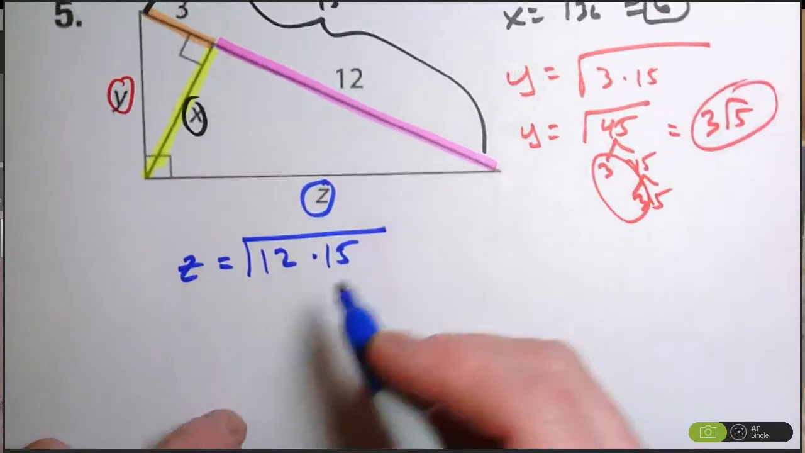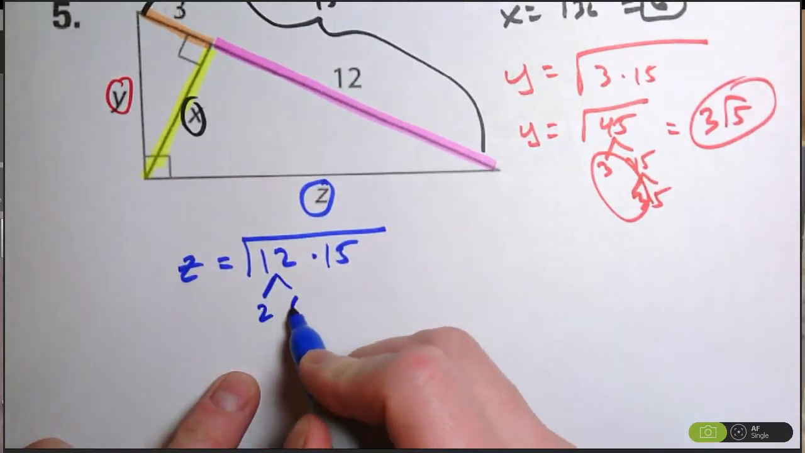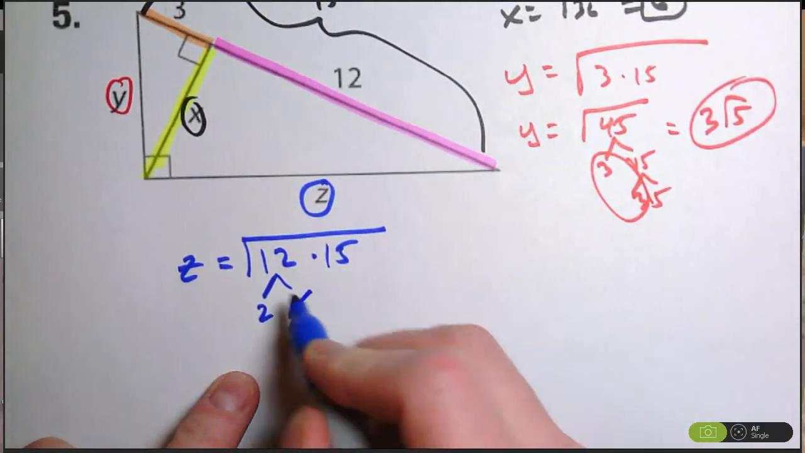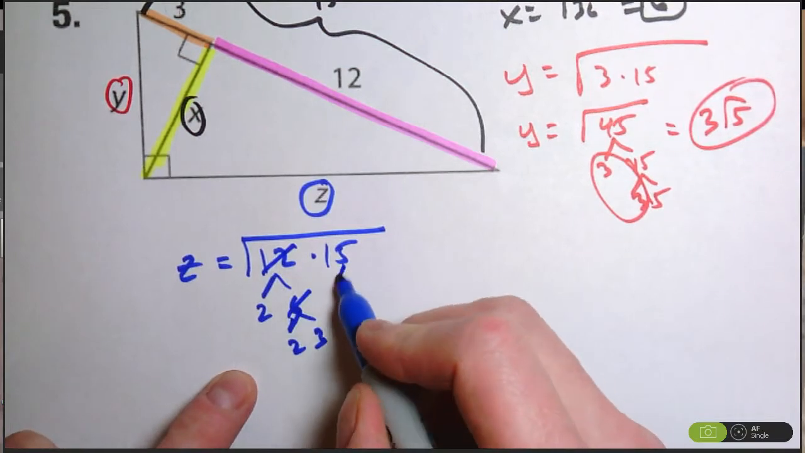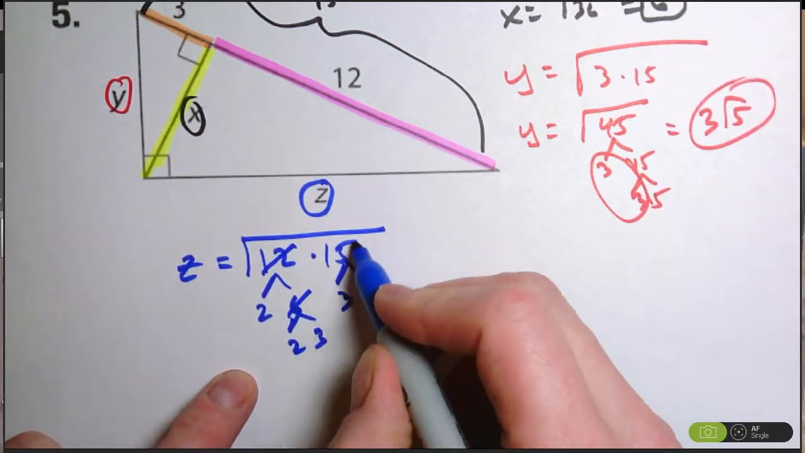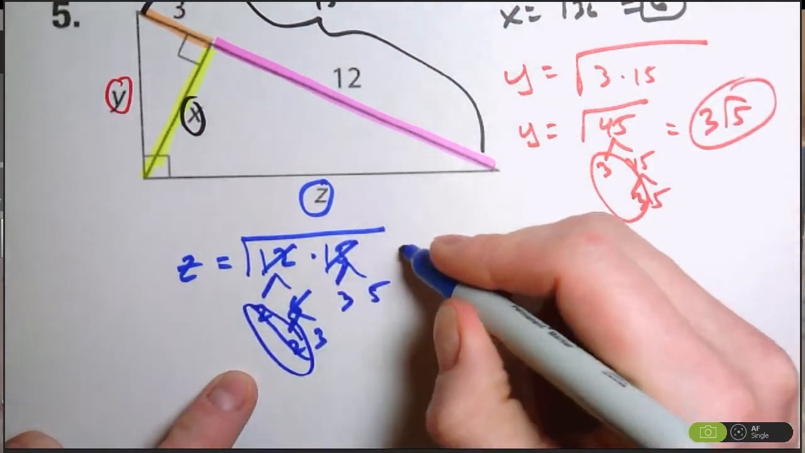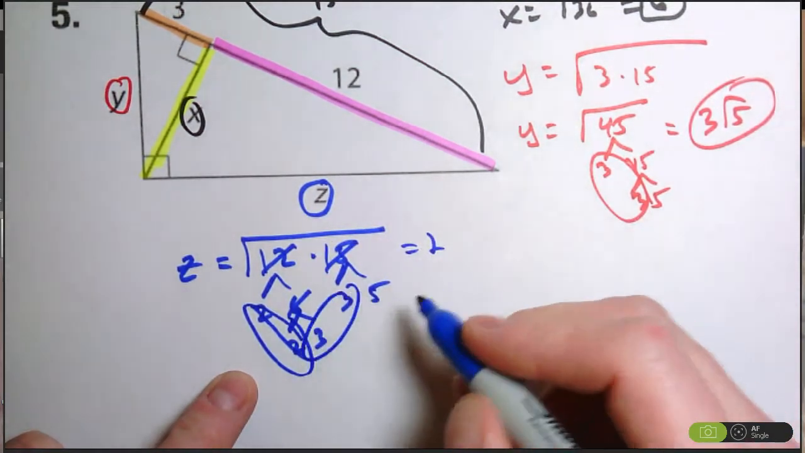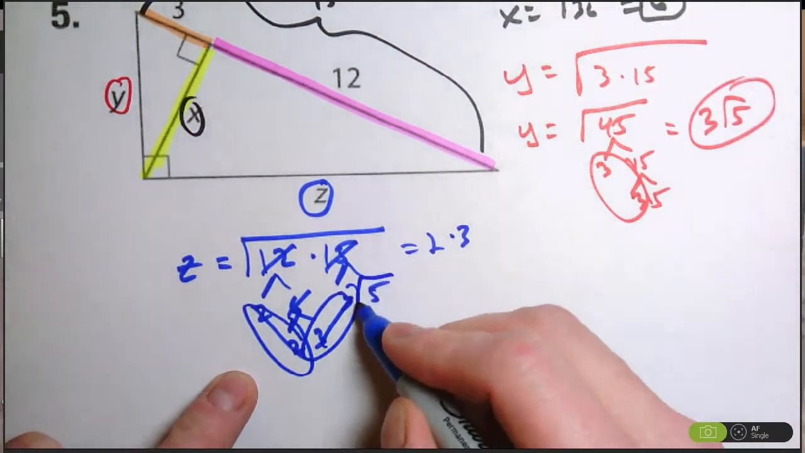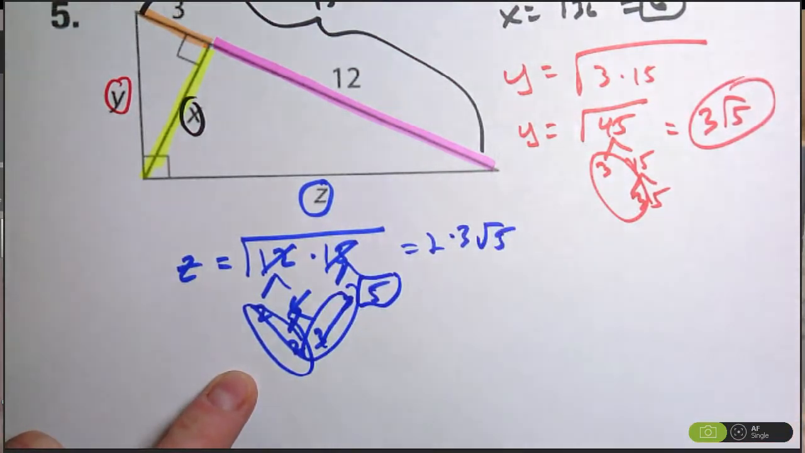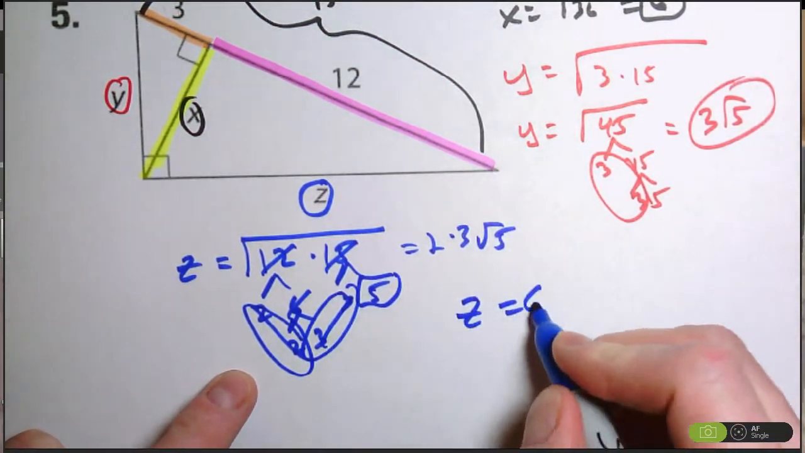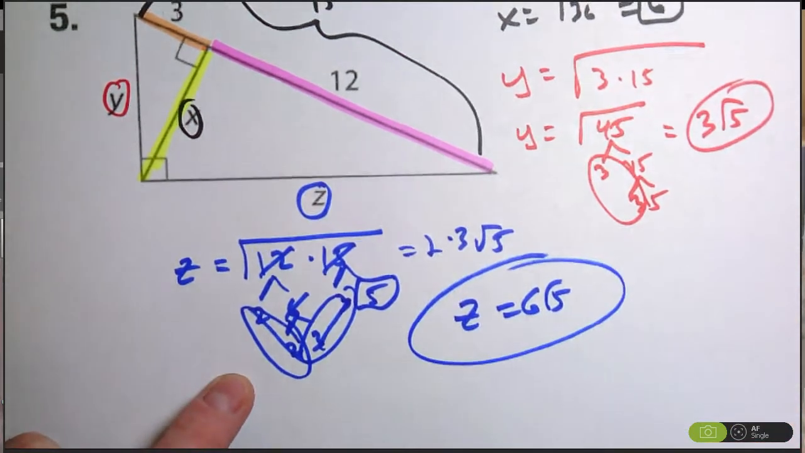But here's another shortcut. Break down 12, which is 2 and 6, 2 and 3. Break down 15, which is 3 and 5. And now go looking for pairs. Here's a pair of 2's. Here's a pair of 3's. Root 5's left over, so z is 6 root 5.